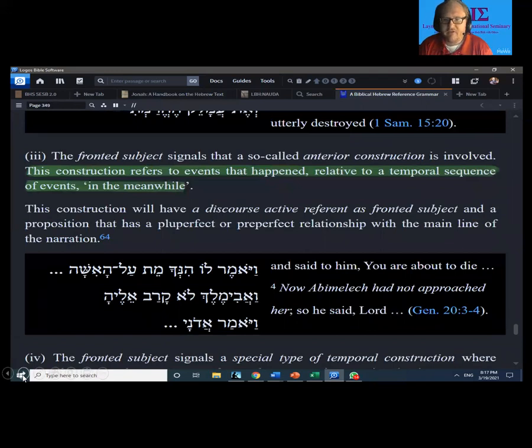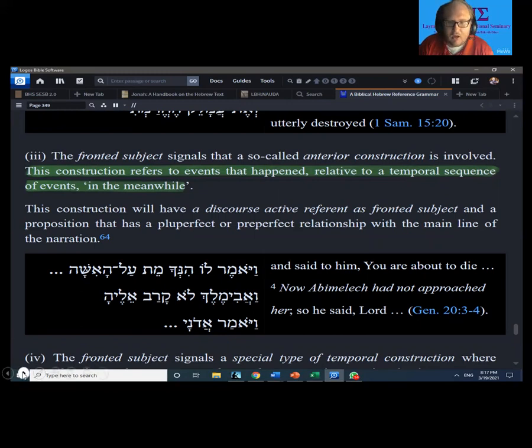Okay, so this is talking about the fronted subject, the anterior is involved. The construction refers to events that happen relative to temporal sequence in the meanwhile. So background information would be flashing back, but they seem to be saying that anterior, which means foreground, is basically putting it on the same level. I guess the example of the comic or movie is that it's described as the main actions going on at the same time. Like the 24 thing, how they used to do all that stuff, that series.